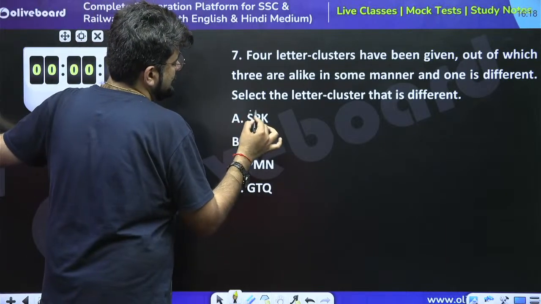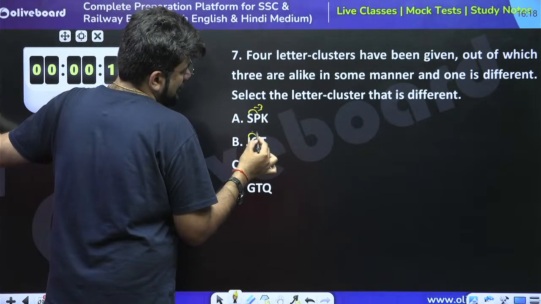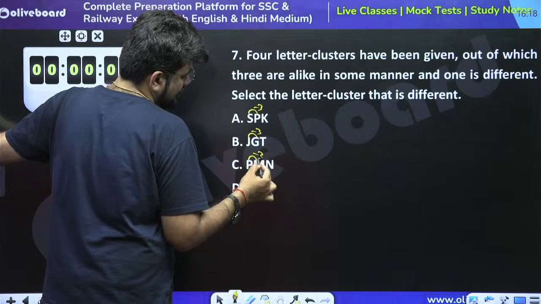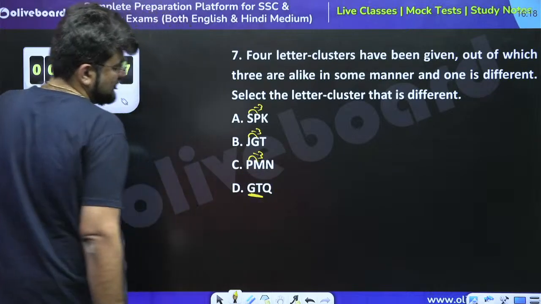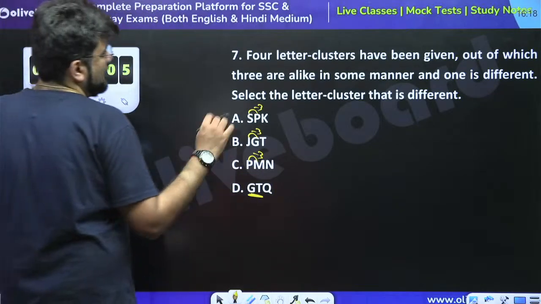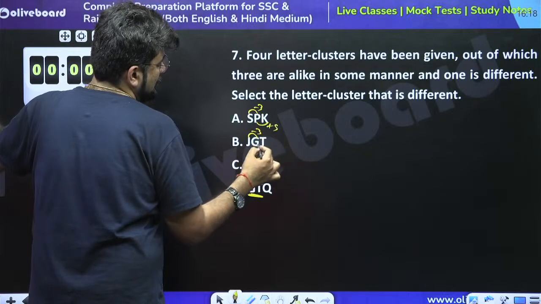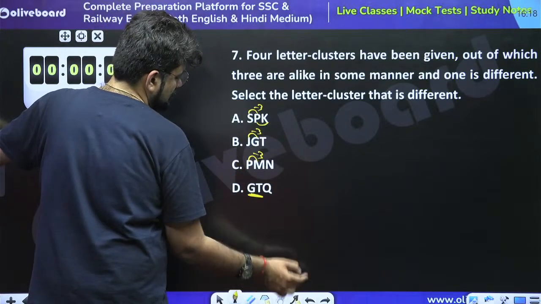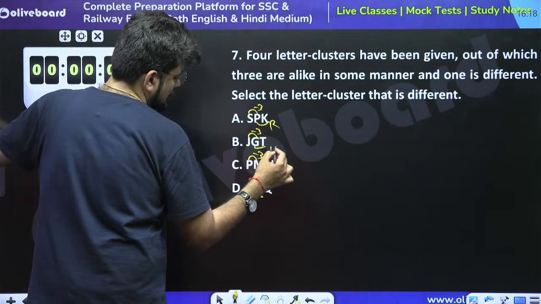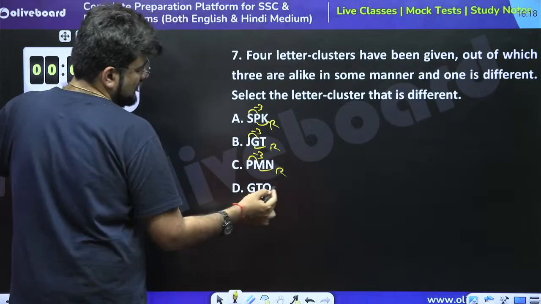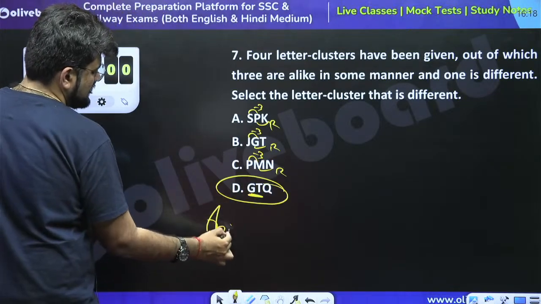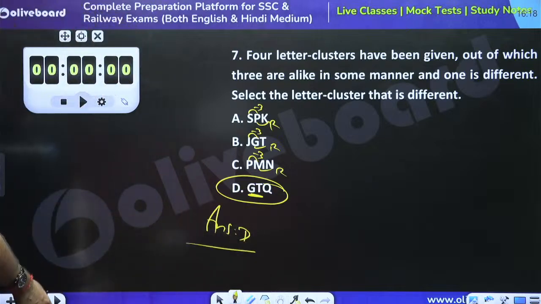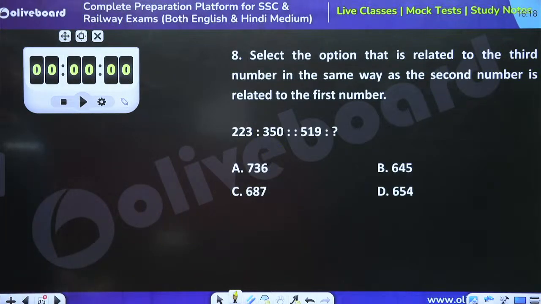So 19, 16 minus 3, 10, 7 minus 3, 16, 13 minus 3, but this is not following that logic. This is the reverse. Okay, and 16, 11 plus 5. Oh, sorry, this is reverse. Reverse, reverse, reverse. Only option D is the one which is not following the logic.